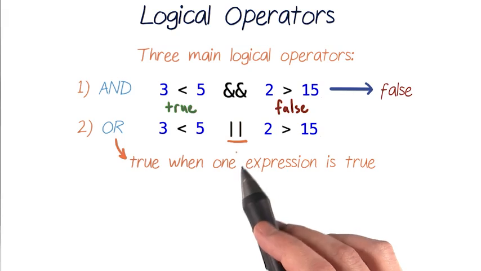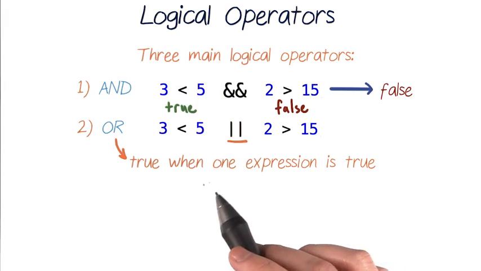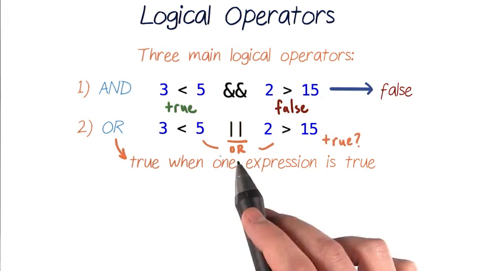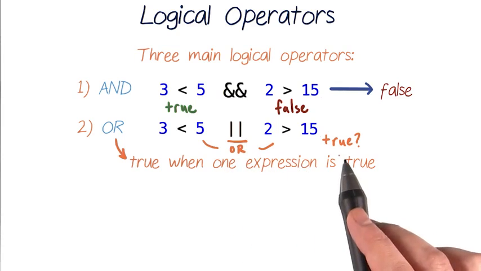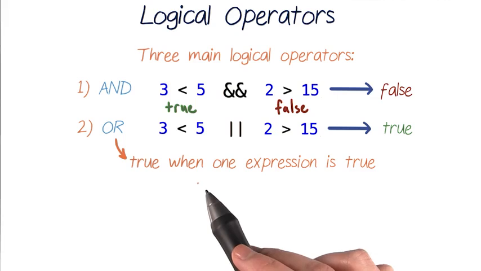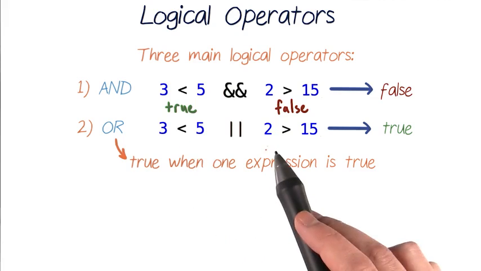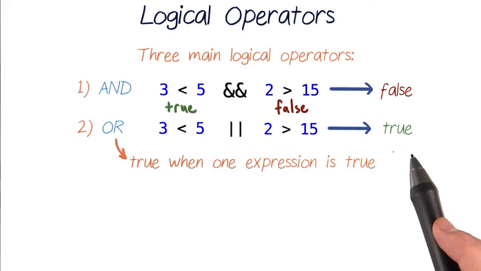An OR operator also combines 2 tests, but will evaluate to true when one or both of its 2 expressions are true. So it checks if its left expression or if its right expression is true. And if at least one of them is, then the OR combination will also be true. So for the same combination of expressions, this one true and this one false, combined with an OR, this whole expression will evaluate to true.